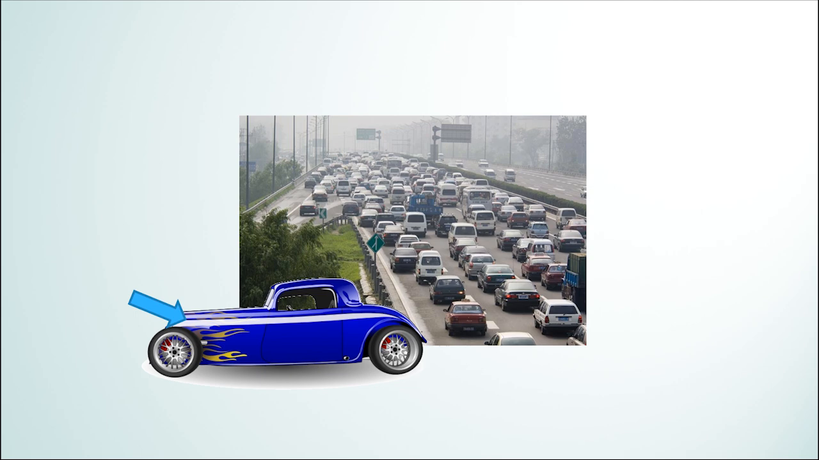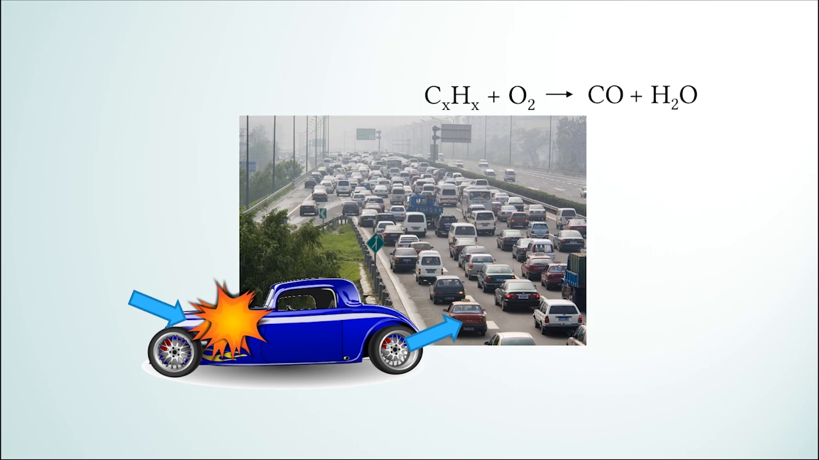But the engine requires lots and lots of energy to run, so it has to burn lots and lots of gas. And gas burns very quickly, using up the oxygen in the air faster than the engine can pull it in. That means that car engines often burn gasoline with a limited supply of oxygen, resulting in incomplete combustion. And this results in a carbon monoxide product equation, making poisonous gas.